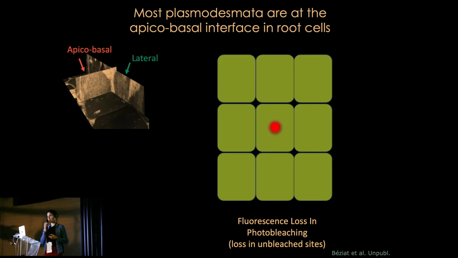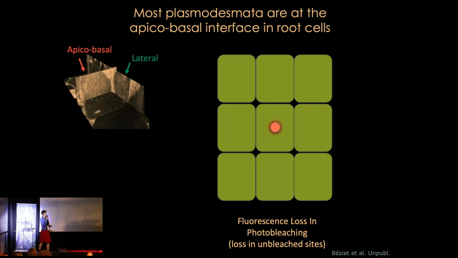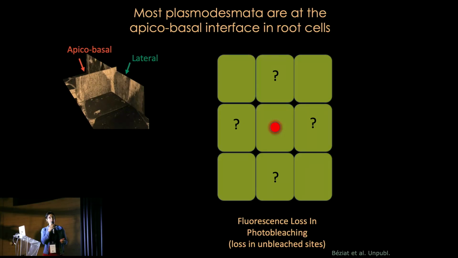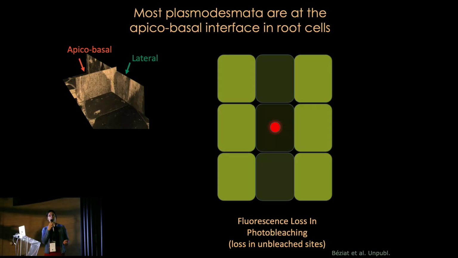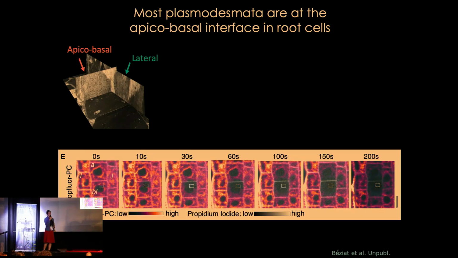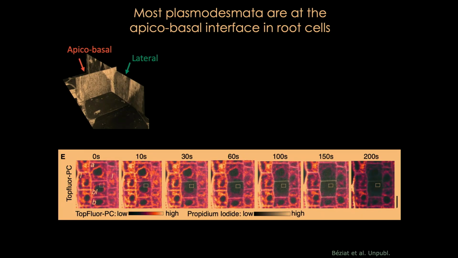And then we've used fluorescence loss in photobleaching, where we repetitively photobleach a cell and look at the fluorescence loss into neighboring cells. Any neighboring cell that is in direct contact should lose fluorescence. And because we have more plasmodesmata in the apical wall, we should actually see loss of fluorescence in neighboring cells in this direction. And this is exactly what we see.